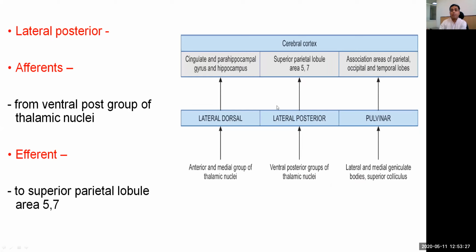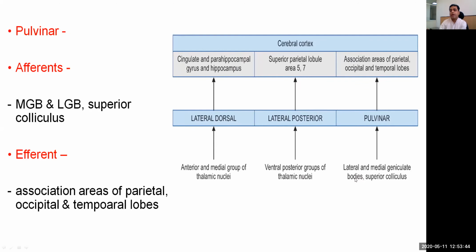Then the lateral posterior group of nuclei receives afferent fibers from the ventral posterior group of thalamic nuclei and gives its efferent fibers to the superior parietal lobule, mainly to areas 5 and 7. The last one, the pulvinar, receives afferents from the lateral and medial geniculate bodies as well as the superior colliculus, giving rise to efferent fibers to association areas of the parietal, occipital, and temporal lobes of the cerebrum.